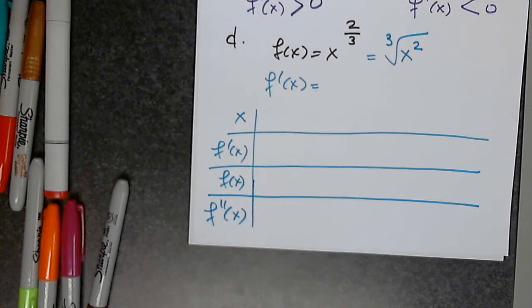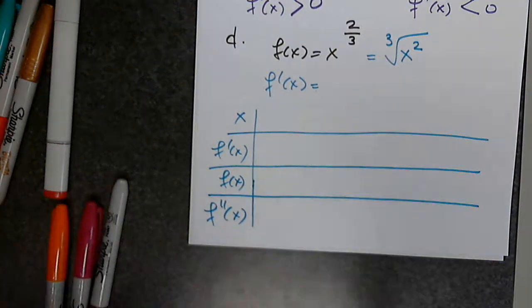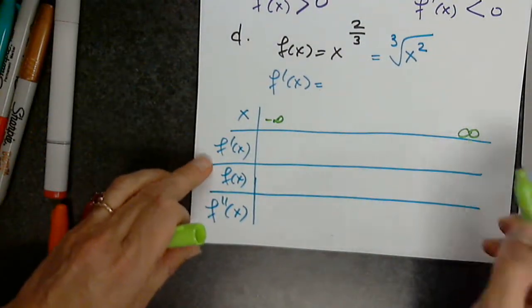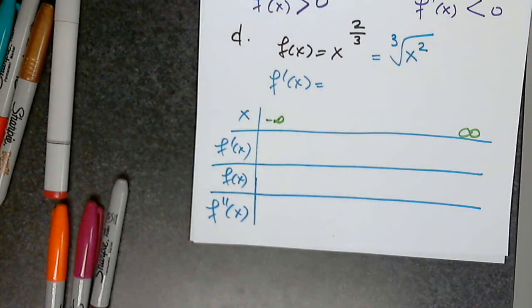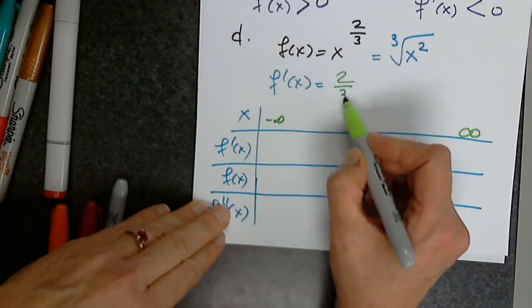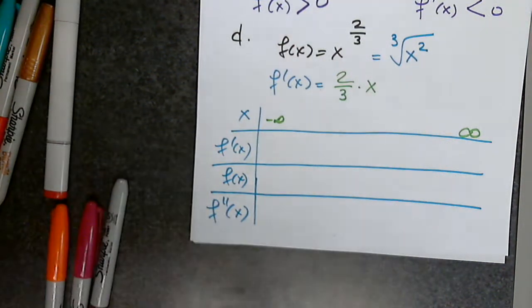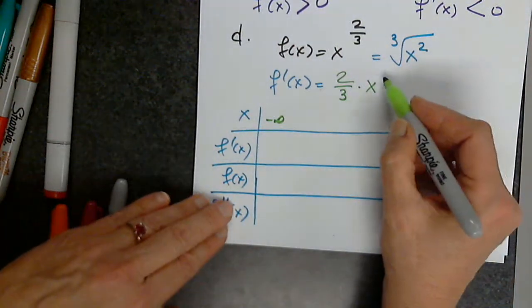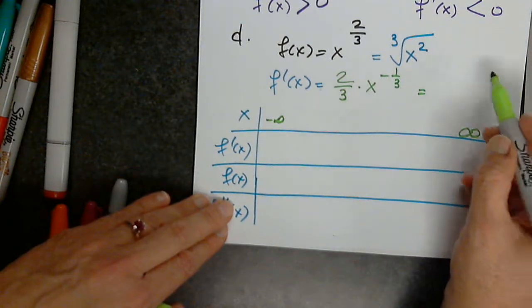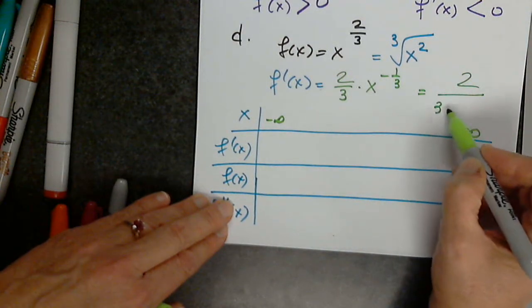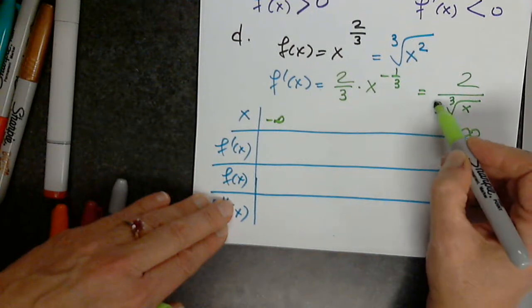I have to write the domain, which I know, it's the cube root. Domain is all real numbers, no questions there. I will find the first derivative as 2/3 times x to 2/3 minus 1, which is negative 1/3. And then I have 2/3 times the cube root of x.